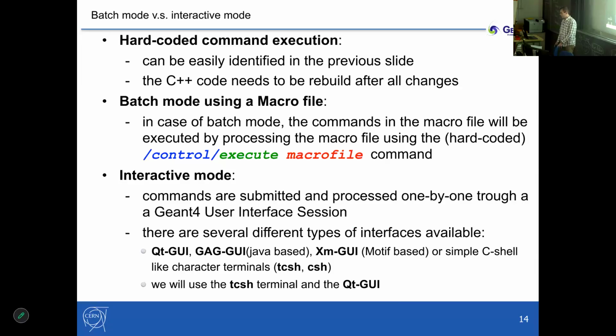So basically, there are these three methods. We can hard code the command execution. We can pass the commands in a macro file, or we can choose this interactive mode. In addition to this, as interactive mode, we can simply use the terminal-like interactive mode, but we can also use a graphical interface, in particular the one based on Qt, which is the one that we have in our virtual machine.